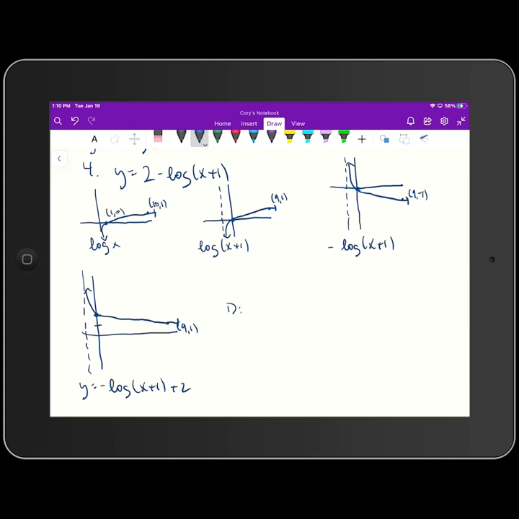Again, this has a domain of -1 to infinity. The range is all reals. And the vertical asymptote is at x is equal to -1.